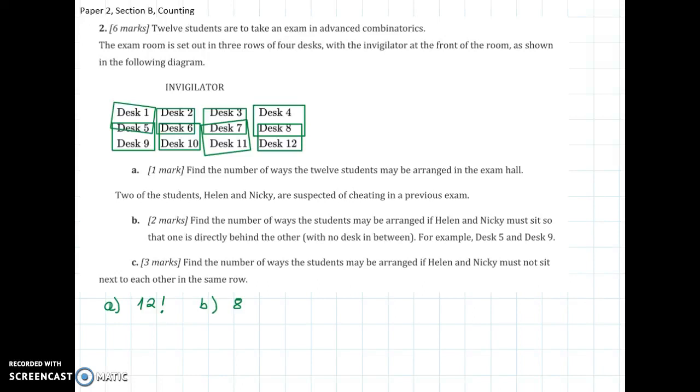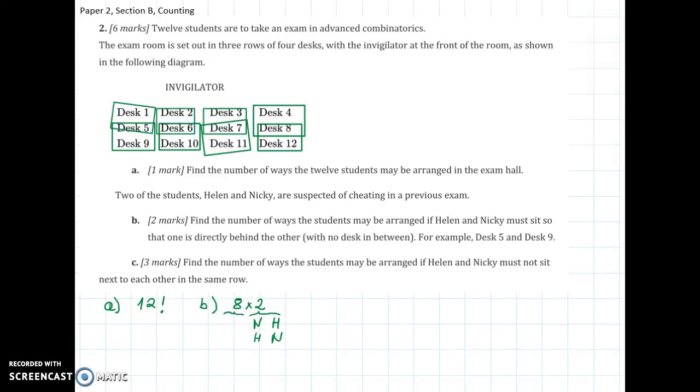But once we decide on which pair of desks we are using, then we need to change the order of students. So we need to multiply by 2 because we don't know if we are sitting Nick and Helen behind, or we are sitting Helen and then Nikki behind. So that's where that 2 comes from.